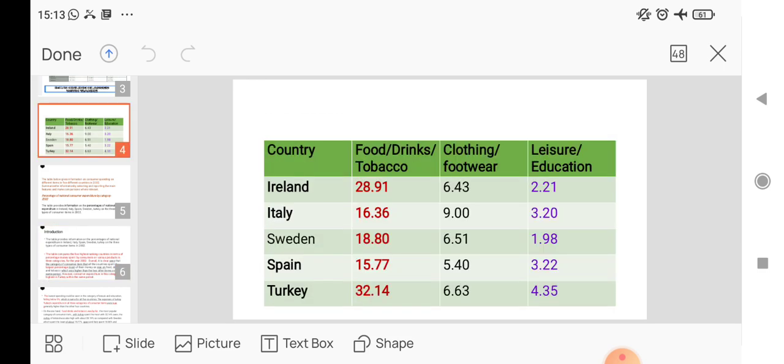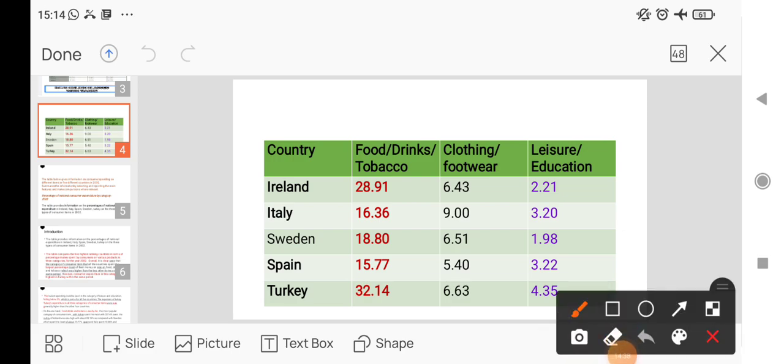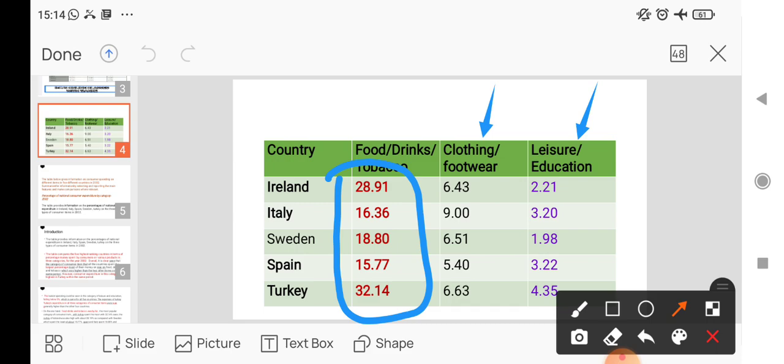If you come back to the table here, you can see that all the countries spent the majority of their money on food, drinks, and tobacco. Compare it to these other parts and leisure. That's why it's highlighted in red. So once you look at the question, it's easy for you to quickly summarize and make sure that no information is left out without repeating yourself severally.